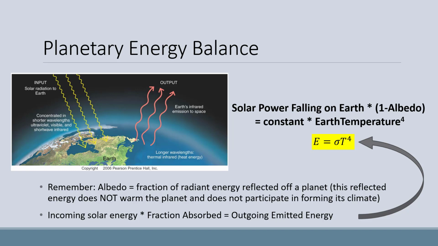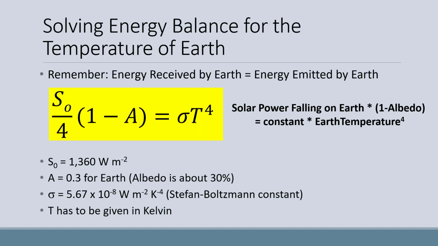But the Earth will re-emit the energy that it absorbs. This is because inputs have to equal outputs for long-term stability. Put another way, incoming solar radiation times the fraction absorbed will equal outgoing emitted radiation from Earth. We already know that outgoing energy for Earth will be the Stefan-Boltzmann constant times temperature raised to the fourth power. So let's solve the energy balance for Earth to estimate the temperature of Earth.